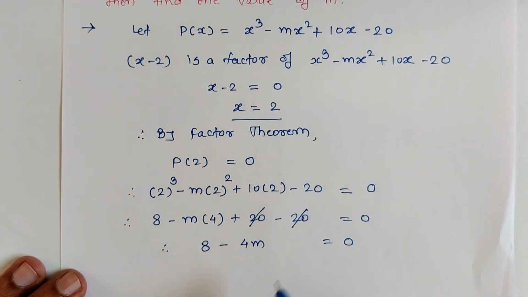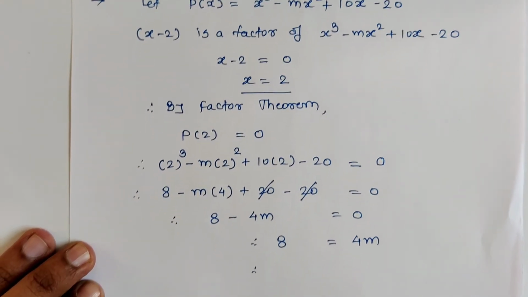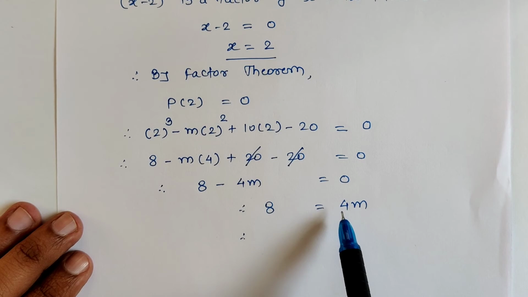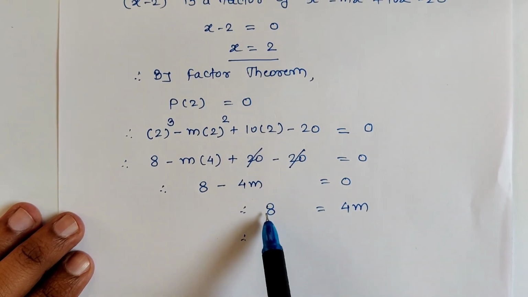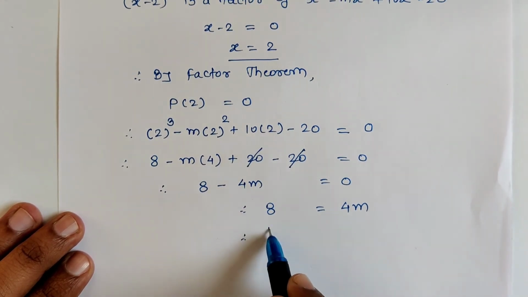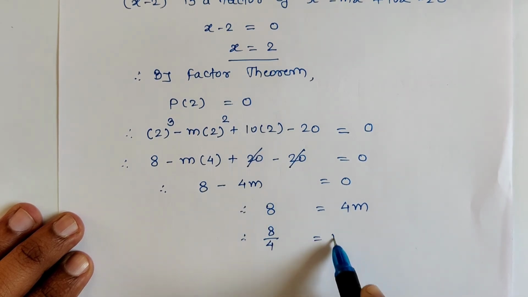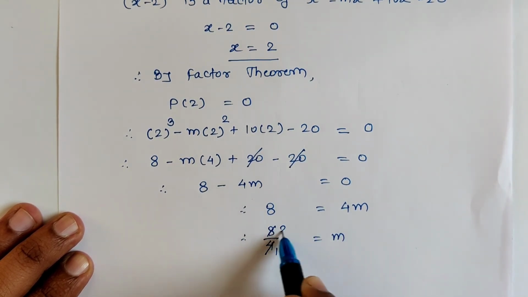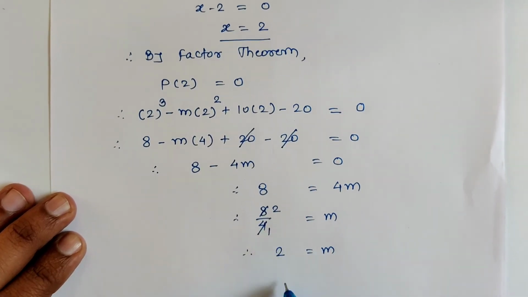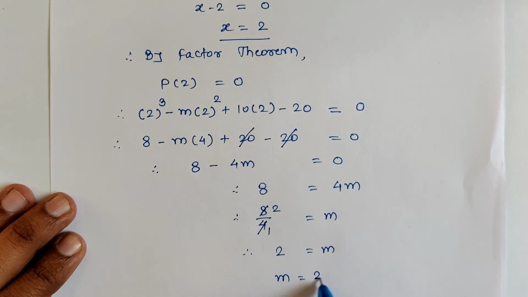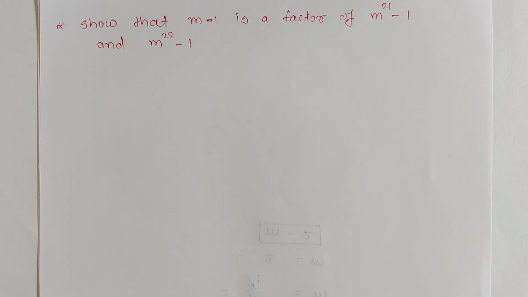Now we have to find the value of m. So we'll transfer minus 4m to the right hand side. So we'll get 8 is equal to 4m. That is, if we have to find the value of m, we should take 4, the coefficient of m, to the left hand side. So it will become 8 divided by 4 is equal to m. So if we divide, we will get 2 divided by 1, that is 2 is equal to m. That means m is equal to 2. So this is the value of m. We will solve the next problem.